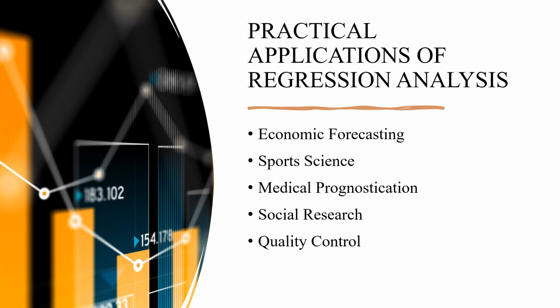The last one is quality control. Regression is essential in manufacturing and process optimization for ensuring product quality and also operational efficiency. For example, a factory may use regression in order to determine how raw material quality and machine calibration affect the number of defective products.